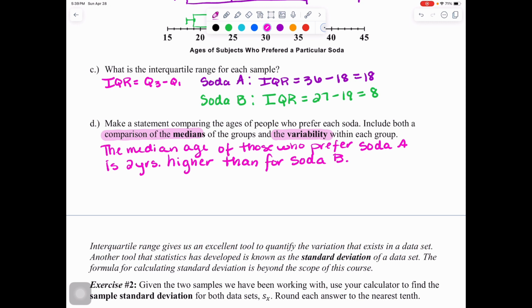Now we'll look at the variability. So 18 and 8, 18 is much higher than 8. So soda A has more variability. So there is more variability in ages for soda A.